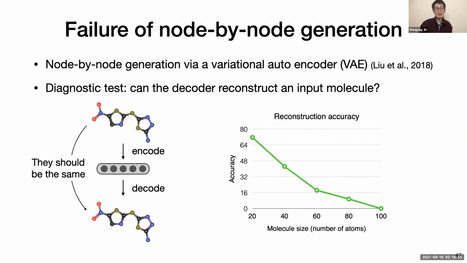It turned out that this node-by-node generation has quite a bit of a problem. If you look at the chart on the right, the x-axis is the number of atoms in a molecule, basically how large a molecule is. And the y-axis is the reconstruction accuracy. You can see that the accuracy decreases significantly. For example, this COVID-19 drug called remdesivir falls in this range, and the reconstruction accuracy is already below 40%. So this obviously is not good enough.